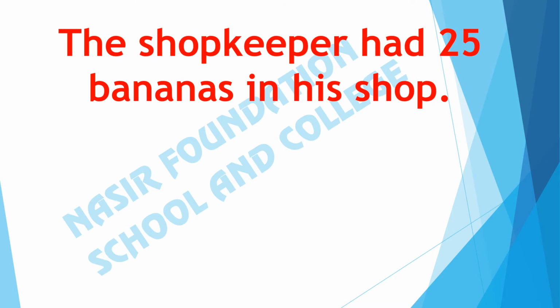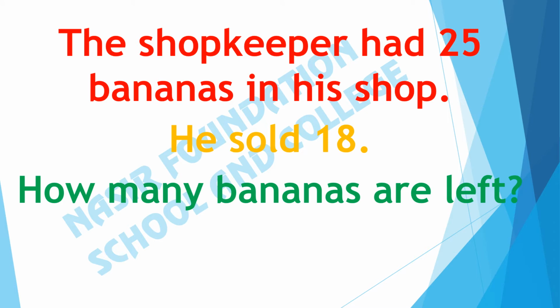Shopkeeper had 25 bananas in his shop. He sold 18. How many bananas are left? In a shop, a shopkeeper had 25 bananas and he sells out 18 bananas out of 25 bananas. How will we find out how many bananas are left? Can you tell me? Let me tell you. We will subtract 18 from 25 and we will get the number of bananas that are left in the shop.